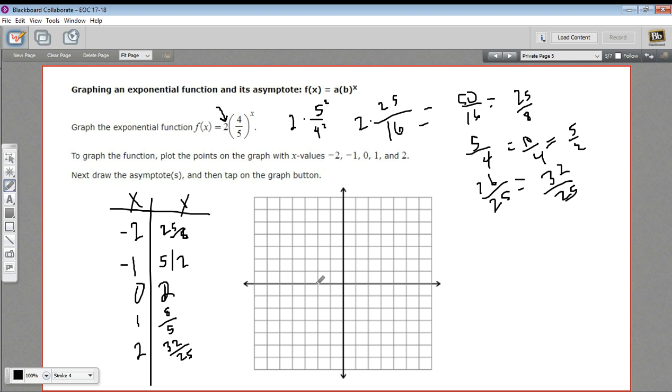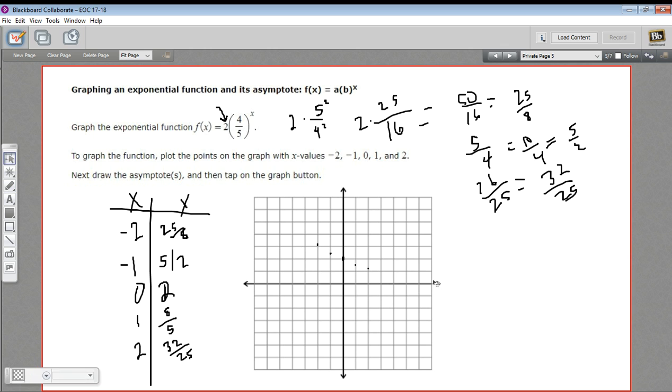So at -2, we're at 25 eighths. And let's see, that's 3 1/8. So right in here. And at -1, we're at 5/2. So that's 2.5. And at 0, we're at 2. And at 1, we're at 8/5. So that's 1 and part way up there. And then at 2, we're at 32 25ths. So that's just even less, a bit over 1.